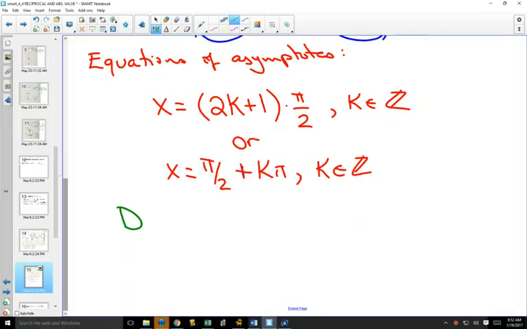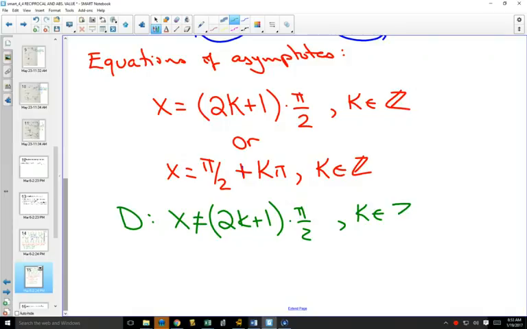Again, for our domain then, it's going to be exactly the same thing. You can choose either one of these and say x can't equal all of those values, because those are our non-permissible values. And our range is identical to our cosecant range.